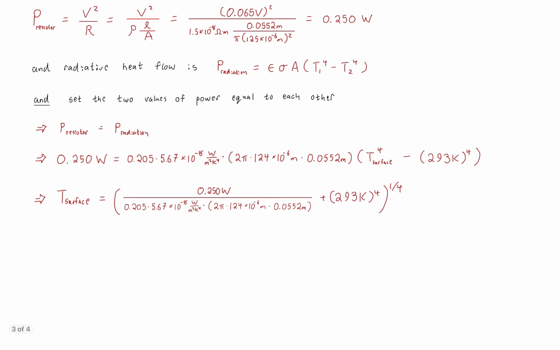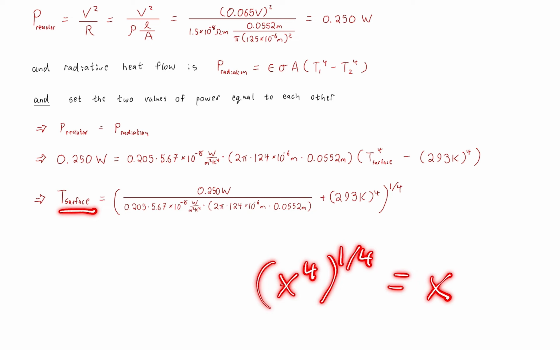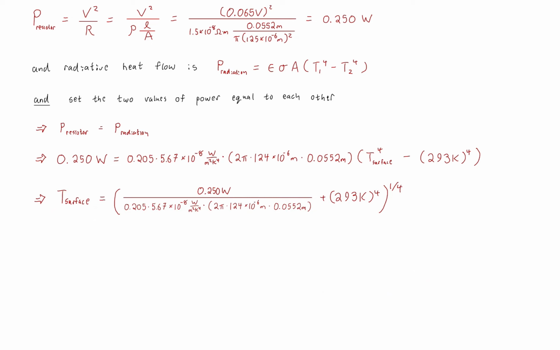All right, so I've done the algebra here. It's quite straightforward. I just take this whole value here and divide both sides by it. So I just get the value in watts divided by those leading numbers. And then I add 293 to the fourth to both sides because I'm trying to isolate T. Then I take that whole expression, which you imagine would all be on the left-hand side, and raise it to the 1/4 power, because when you have x to the fourth power raised to the 1/4 power, you just get x, thus having isolated T surface, the value I'm trying to solve for. And we get 844 Kelvin.